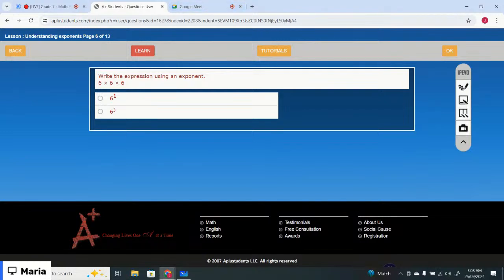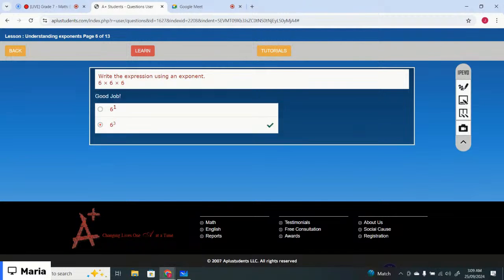Write the expression using an exponent. So which is the correct option? That is 6 times 6 times 6. So which is the correct option? That is 6 exponent 3. Option number 2 is the correct option. You are multiplying 6 3 times. So option number 2 is the correct option.